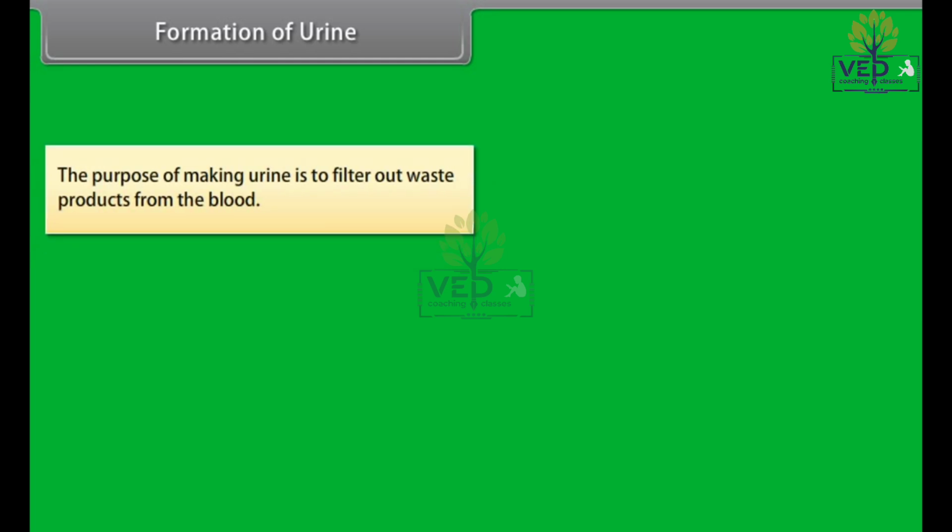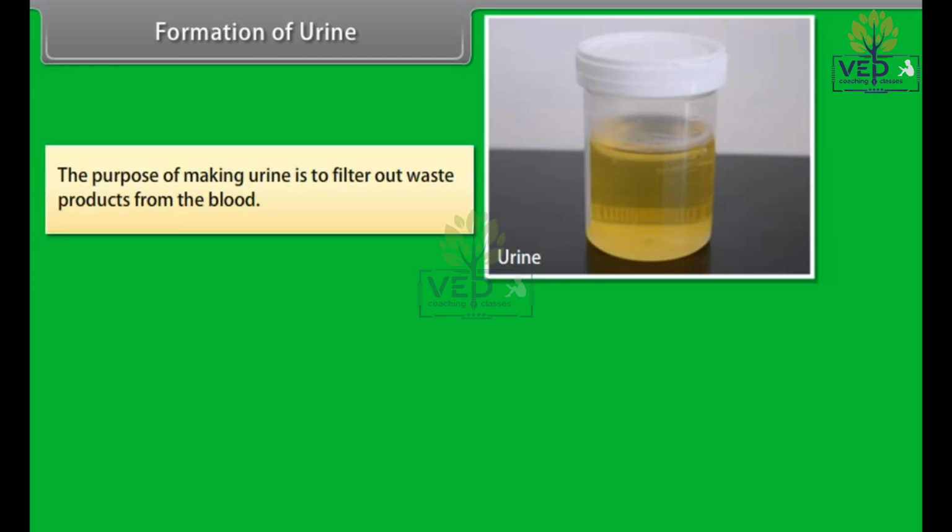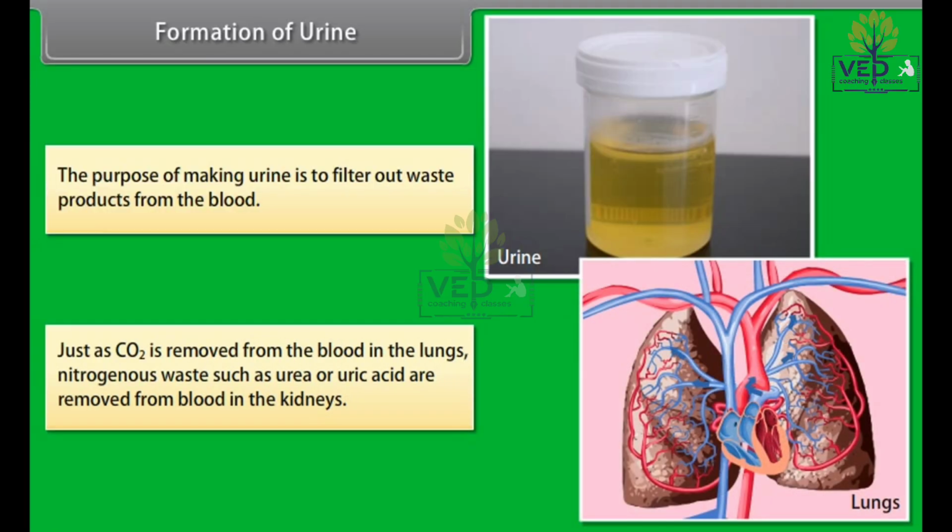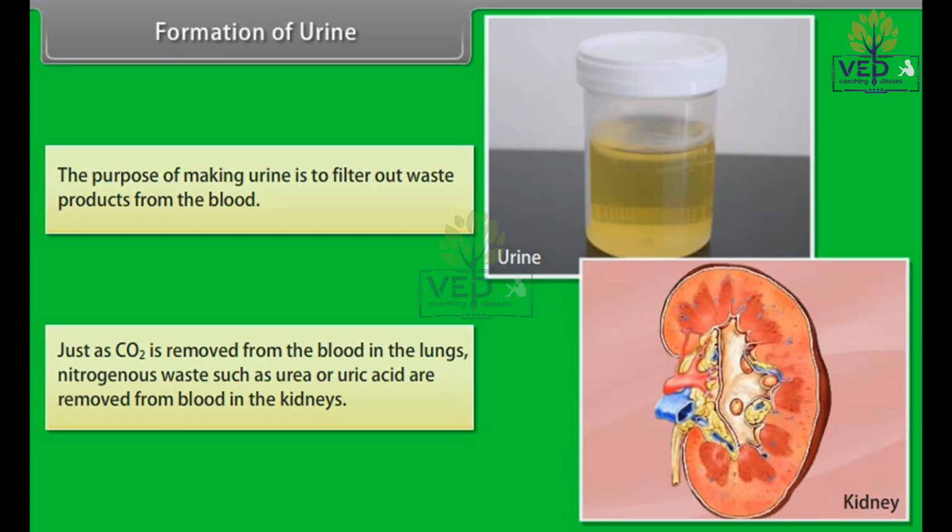Formation of urine. The purpose of making urine is to filter out waste products from the blood. Just as CO2 is removed from the blood in the lungs, nitrogenous waste such as urea or uric acid are removed from blood in the kidneys.